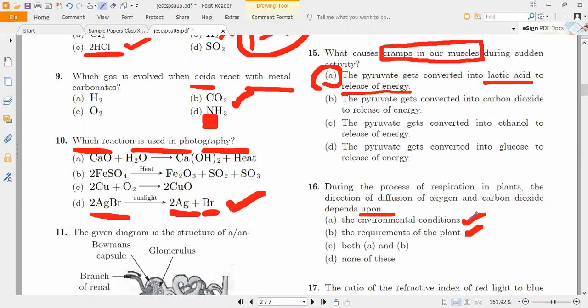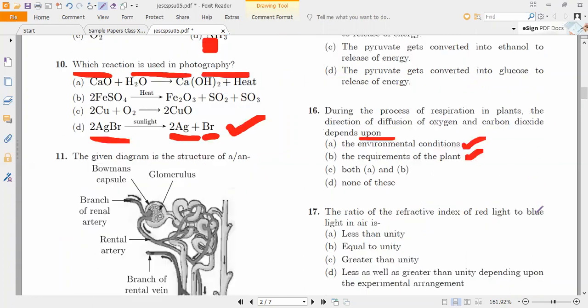That decides the exchange of oxygen and carbon dioxide gases, as well as the requirement of the plant. Whenever it needs more carbon dioxide, it will open the stomatal pores and take it. Whenever it doesn't want it, it will close the stomatal pores. Yes or no, guys? So the environmental conditions as well as the requirement of the plants are both necessary for the diffusion of oxygen and carbon dioxide. You have to remember that.